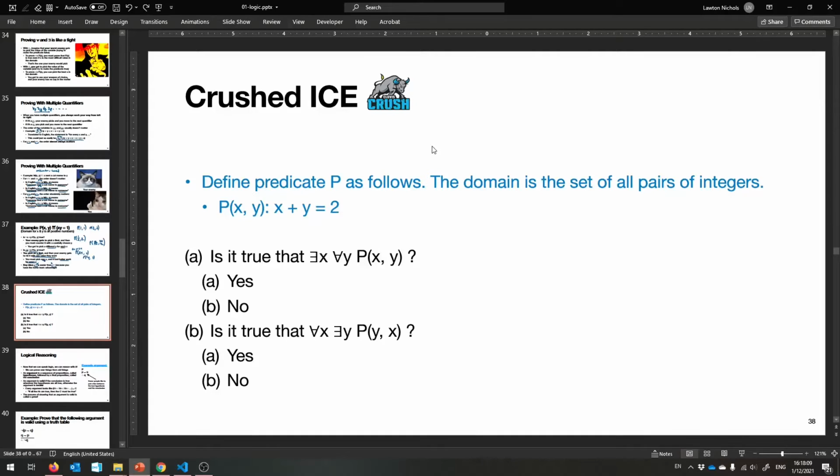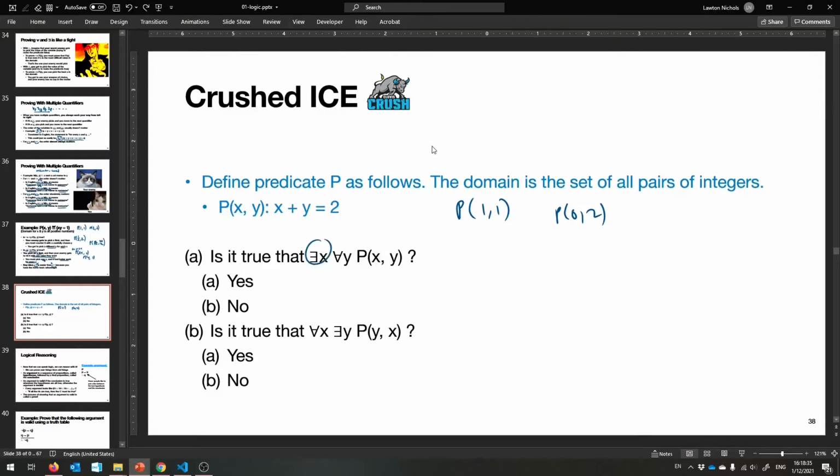So things like P of 1,1, yes, that's true. P of 0,2 is true. And I want you to think about this one. Is it true that there exists an x such that for all y, P of x,y is true? So pause the video, think about that, and come back. So remember, this is the hard way, okay? This is the hard way. So it's probably no.